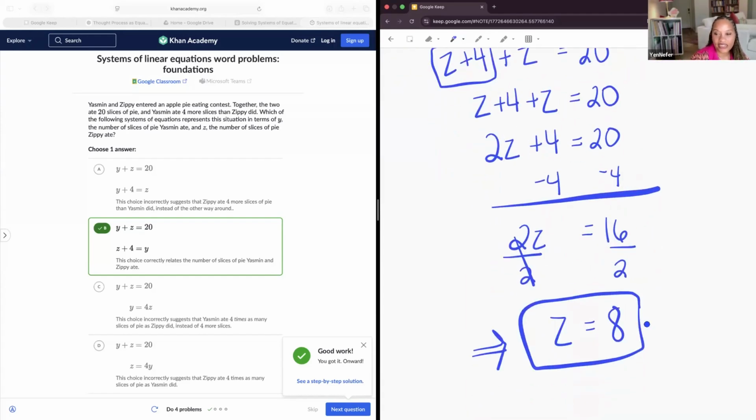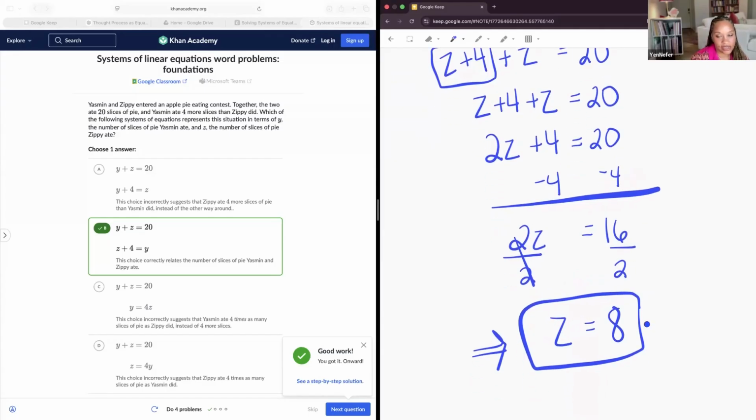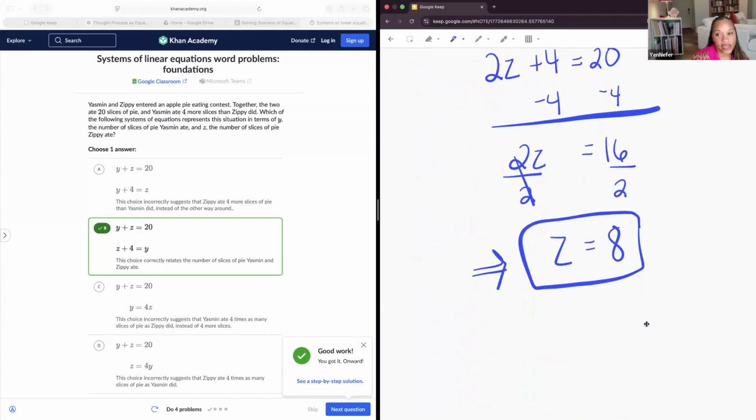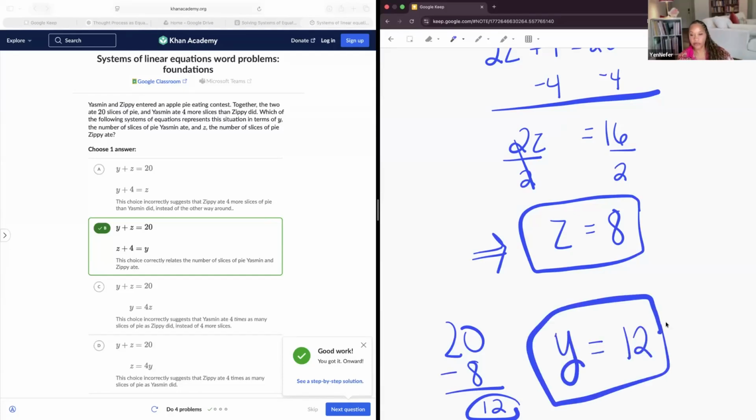So now that I know how many slices Zippy ate, I can figure out how many slices Yasmin ate. So if I go back and look at my original equation, y plus z equals 20. Total, they ate 20. So if Zippy ate 8 of those 20, I can do this in my head, but 20 minus 8 leaves me with 12. That means Yasmin was hungry, and Yasmin ate 12 slices of pizza.